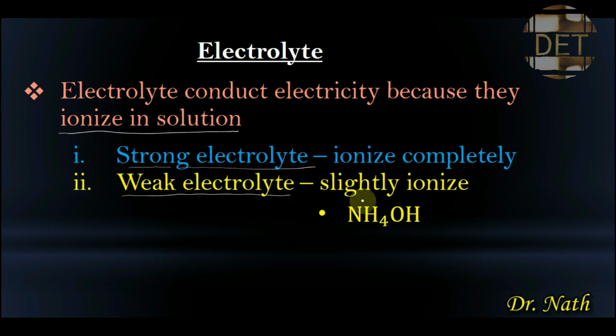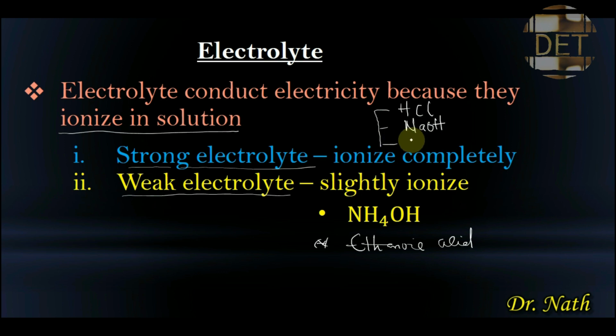Examples of weak electrolytes: ammonium hydroxide is an example of a weak electrolyte. Even ethanoic acid is an example of a weak electrolyte. Strong electrolytes are compounds that will ionize completely in solution. Examples: hydrochloric acid is a strong electrolyte because it will ionize completely. Sodium hydroxide is a strong electrolyte because it will ionize completely. It will dissociate completely to ions.